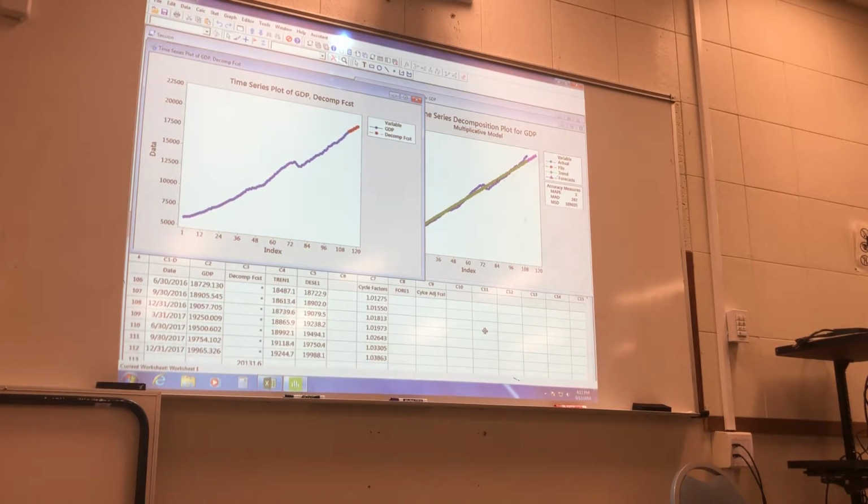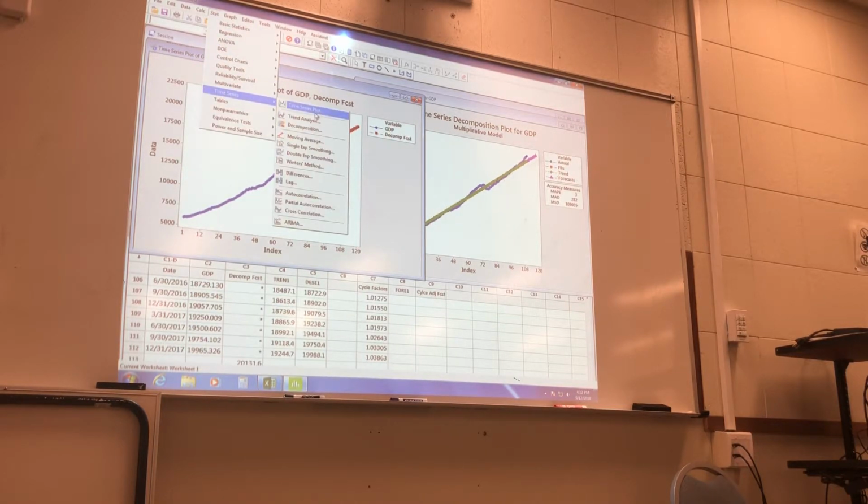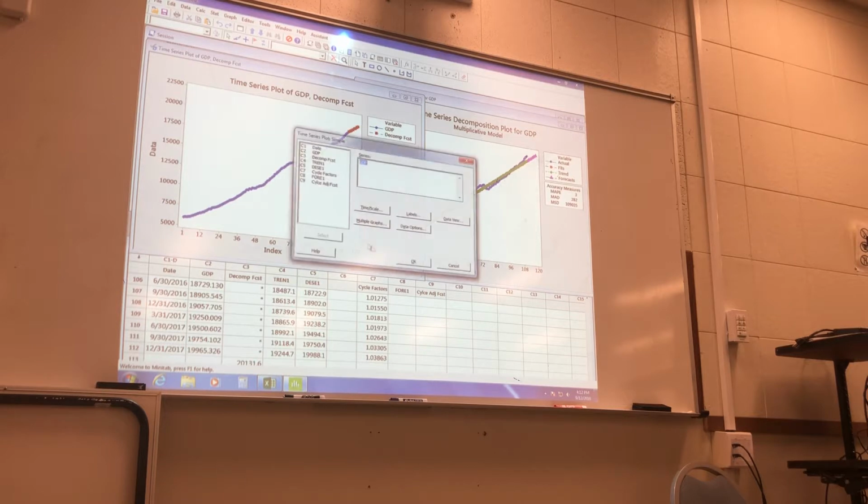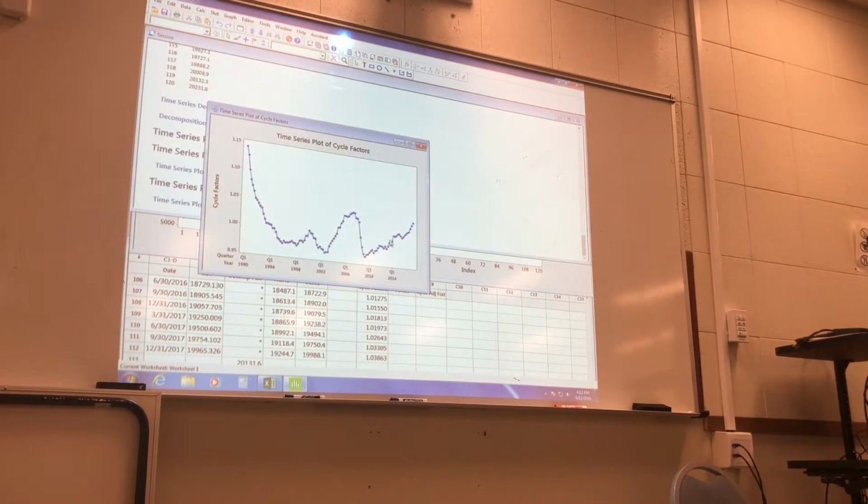So when you're selling your company, you put your forecast on your trend chart. I showed you last time how you could use the cycle factors, the time series plot of the cycle factors. Next to my trend one, I made a column, and you then see this time series plot of the cycle factors.